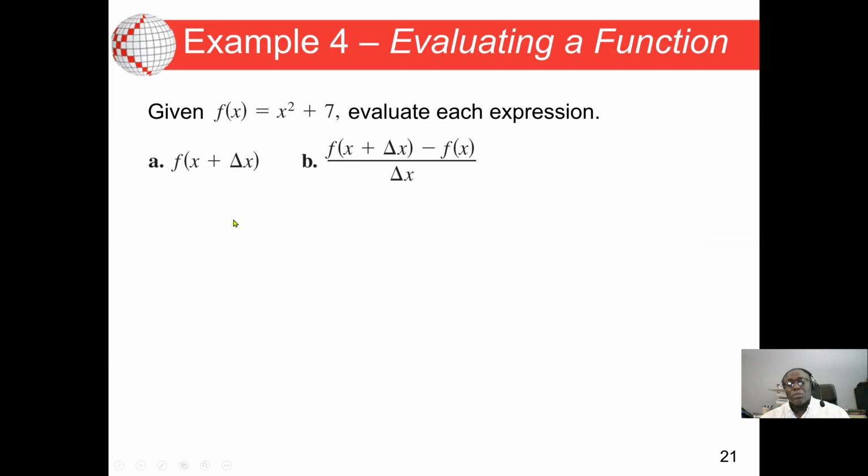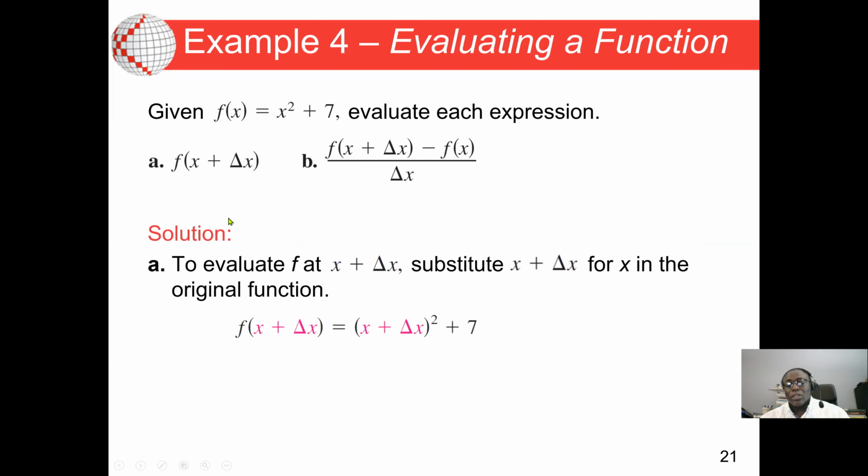So let's start. First, we are going to substitute x with x plus delta x. So f(x plus delta x) will give me (x plus delta x) all squared, because anywhere I see x in f(x), I substitute with x plus delta x. Here we can remove the parentheses, a perfect square. So we get x squared plus 2x delta x plus delta x squared plus 7.